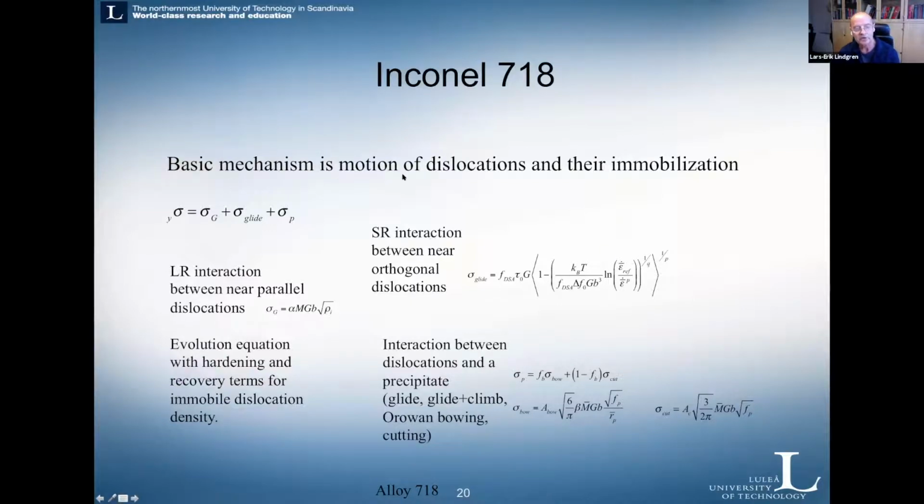The original one had some effect of the strain hardening, or interaction between near parallel dislocations, where we trace the immobile dislocation density. A glide part where they interact with near orthogonal dislocations, which has a given format of this type with some calibration parameter and some effect of dynamic strain aging. And then it also included precipitate hardening due to bowing around larger obstacles and cutting through smaller ones. So that was the basics of the previous result.